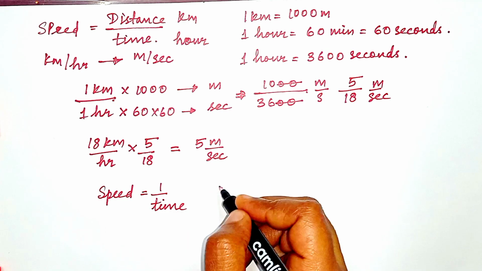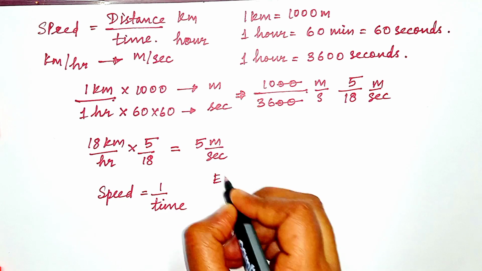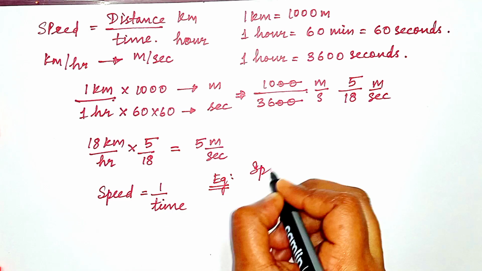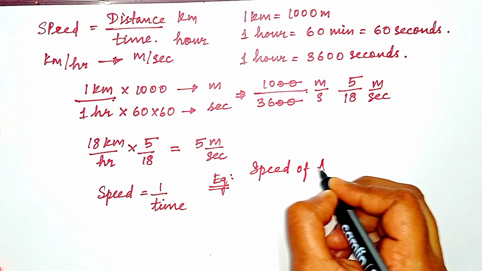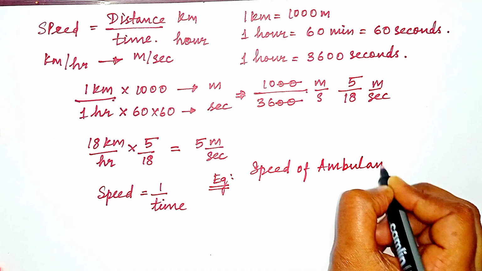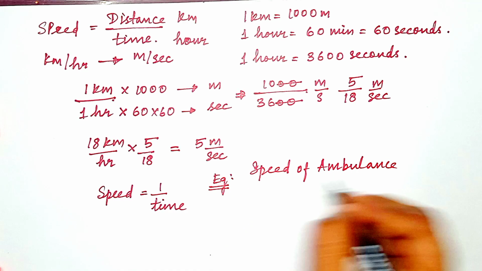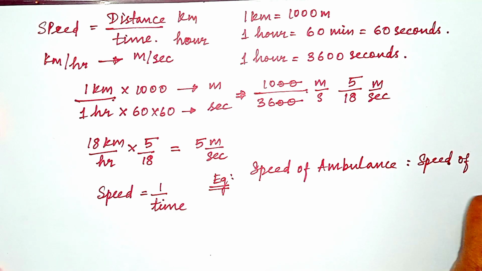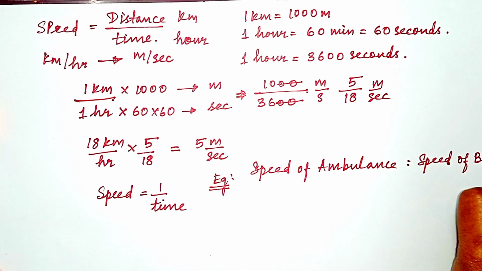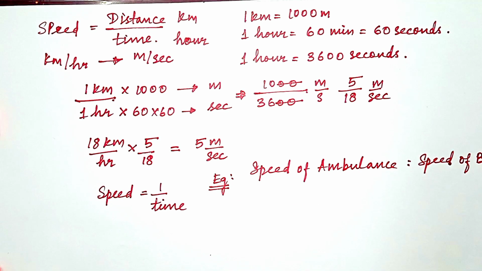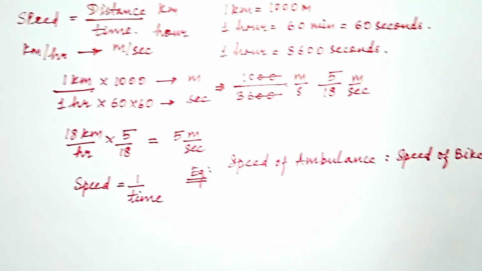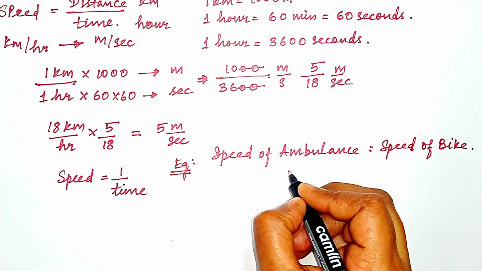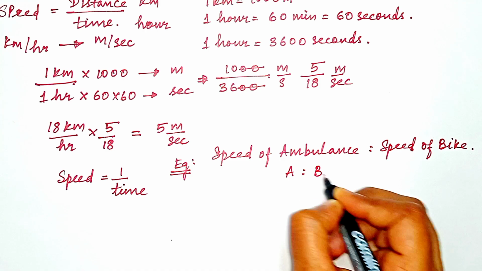I'll tell you how. So for example, let's consider the speed of an ambulance to the speed of, say, a bike. So the speed of the ambulance to the bike, so let it be speed of A, speed of B.